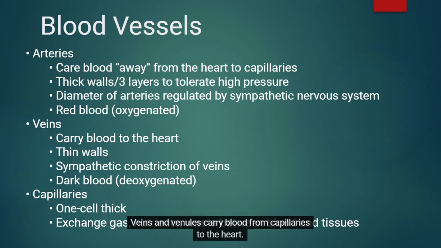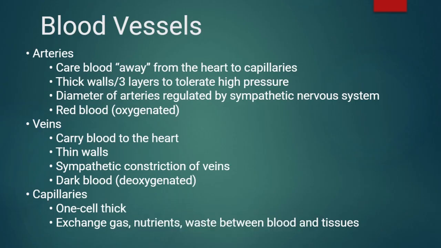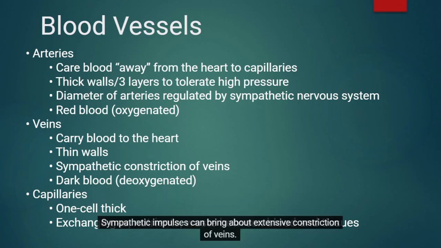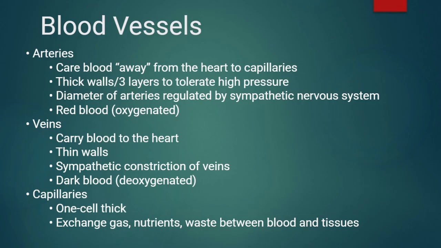Veins and venules carry blood from capillaries to the heart. Their walls are relatively thin. Sympathetic impulses can bring about extensive constriction of veins. This becomes important in situations such as severe hemorrhage. At certain intervals, there are valves to prevent backflow of blood.